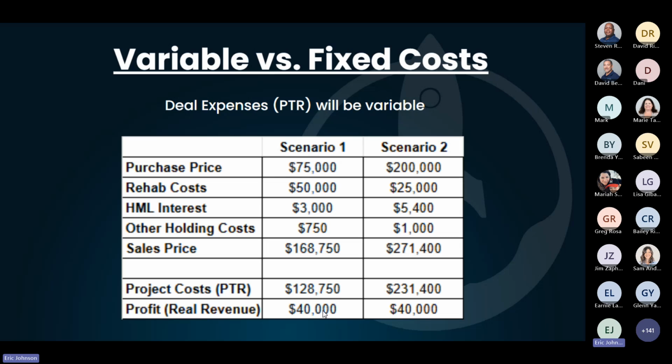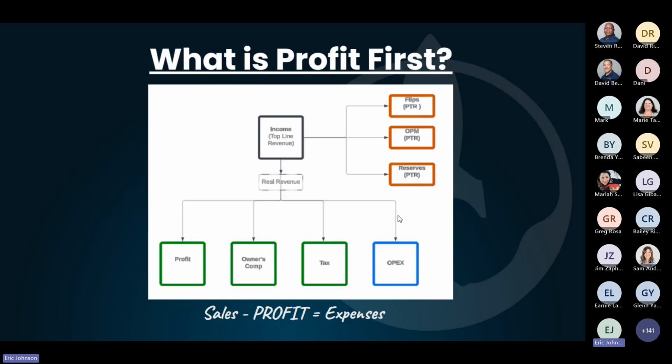Another thing I would like to highlight about variable expenses is this. If you have no deals, you have none of these costs. If you have a lot of deals, you're going to have a bunch of these costs. And so that variation is what I wanted to highlight. And by the way, all of those expenses that I just showed you will be handled in these PTR accounts. Everything from acquisition to disposition for the deal. It all happens right here. Okay.